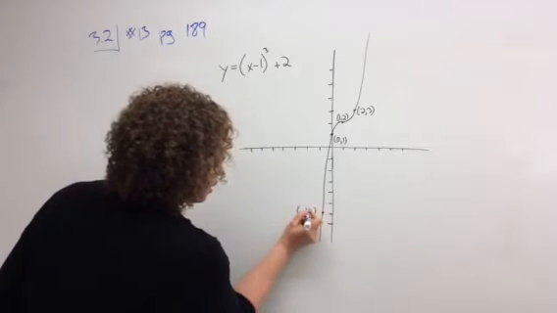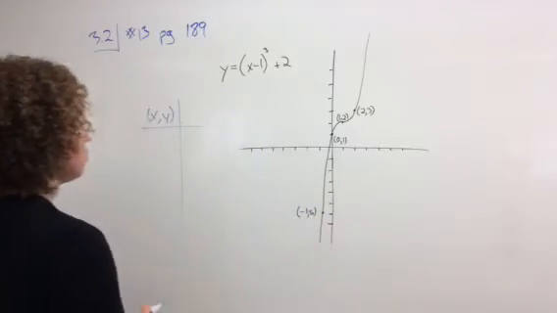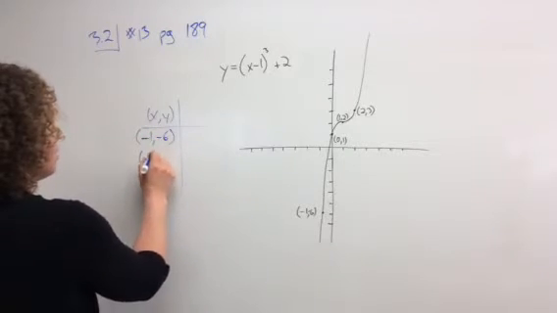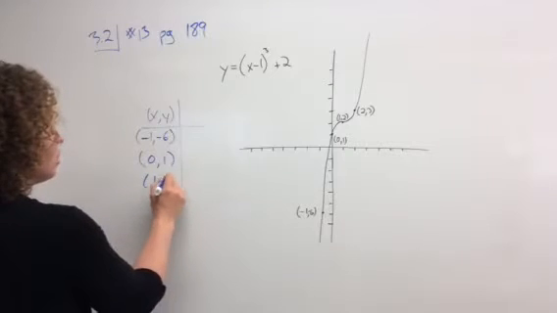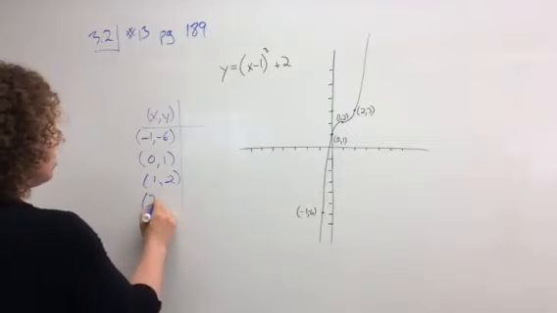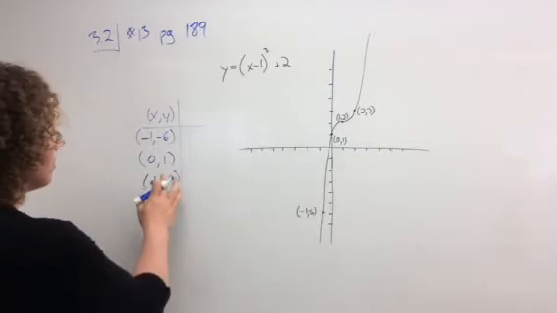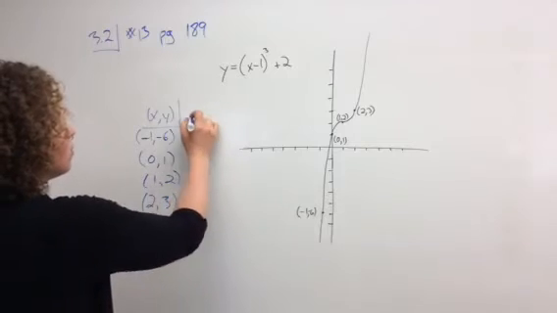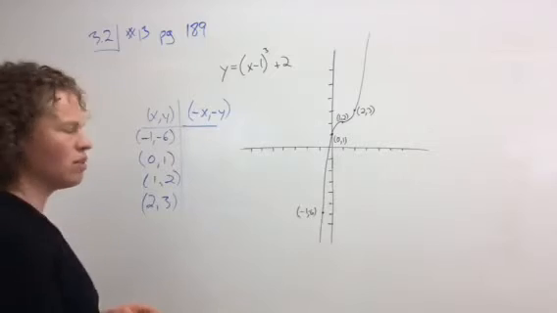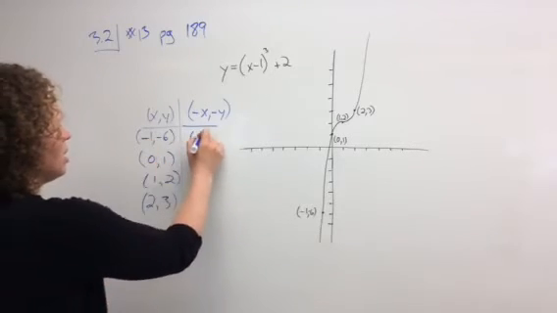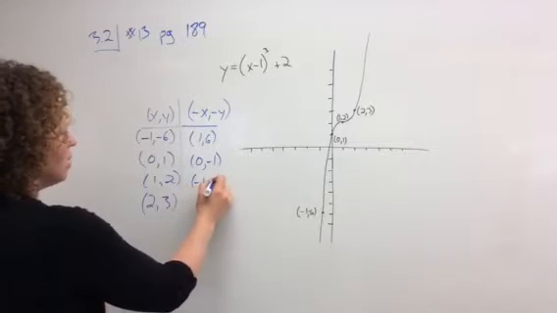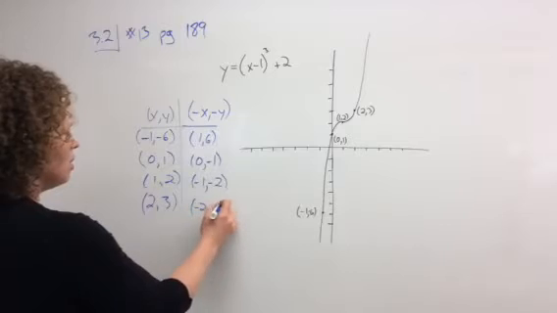I've got a point at -1 and -6. I've got a point at 0 and 1, a point at 1 and 2. This is what happens when you talk and write at the same time. And you've got a 2 and a 3. So when we go over here, I have to flip it across each axis, so I'm going to make each of those values negative. I'm going to have a new point at 1 and 6. I'm going to have a new point at 0 and -1, at -1 and -2, and at -2 and -3.